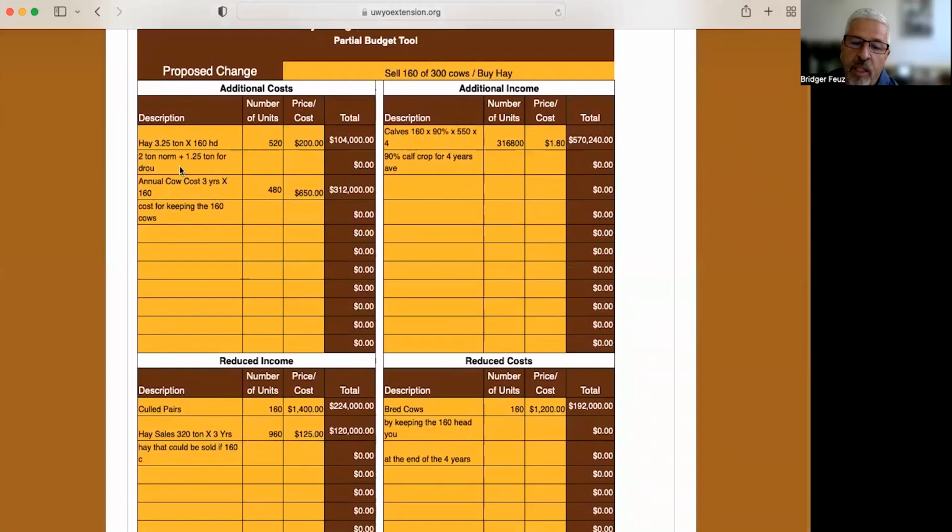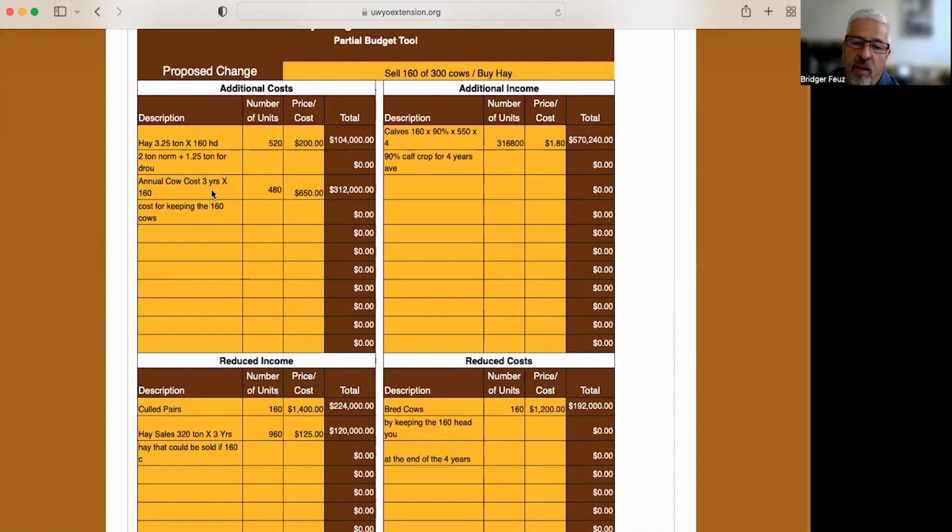And that's really 2 ton for a normal year in this example, plus another 1.5 ton because of drought conditions not allowing us to graze. So that's really the hay we would need to get by with that, to keeping those 160 head.